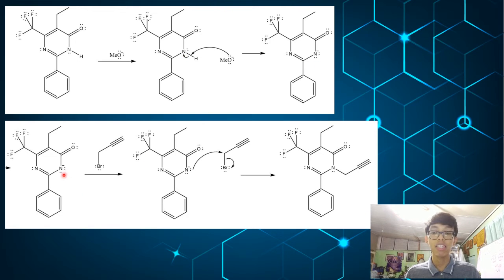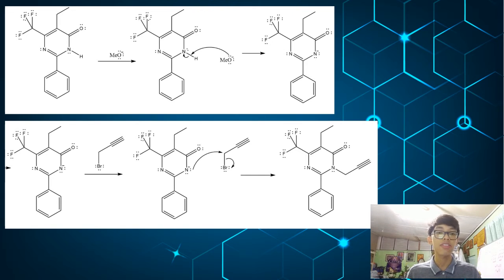Now this formally negative nitrogen would then attack this partially positive carbon here, since bromine here would be hogging all the electrons, making this bromine here partially negative and this carbon here partially positive. The nitrogen would attack the carbon, leading to the kicking of this bromine out of the compound, giving us this product, which is product A.